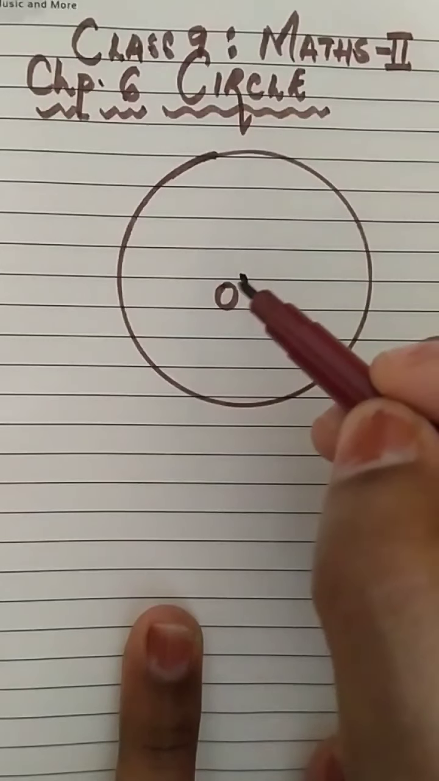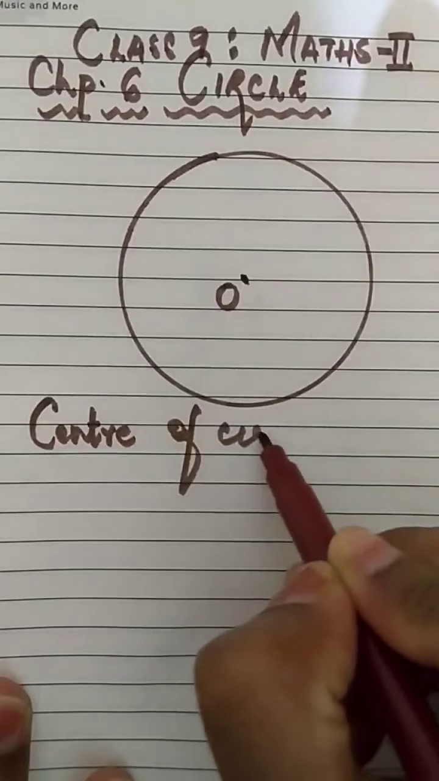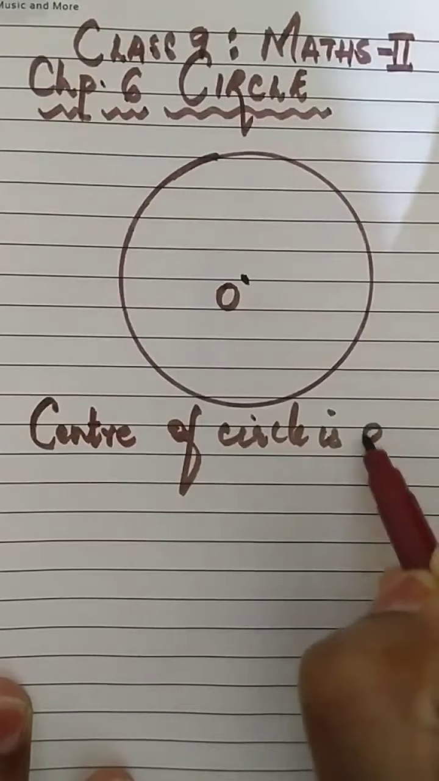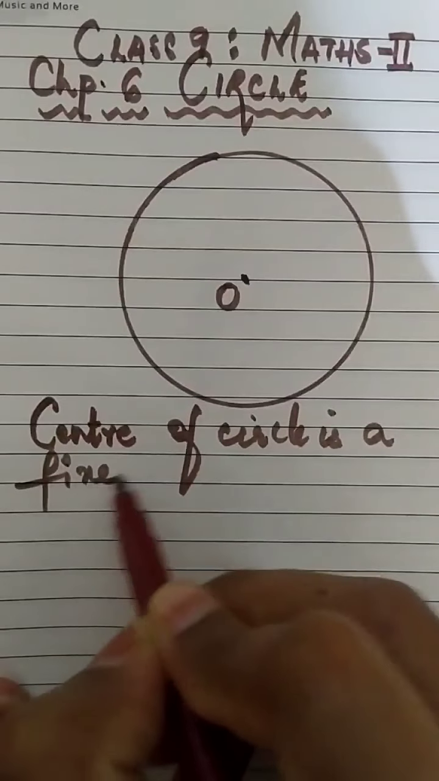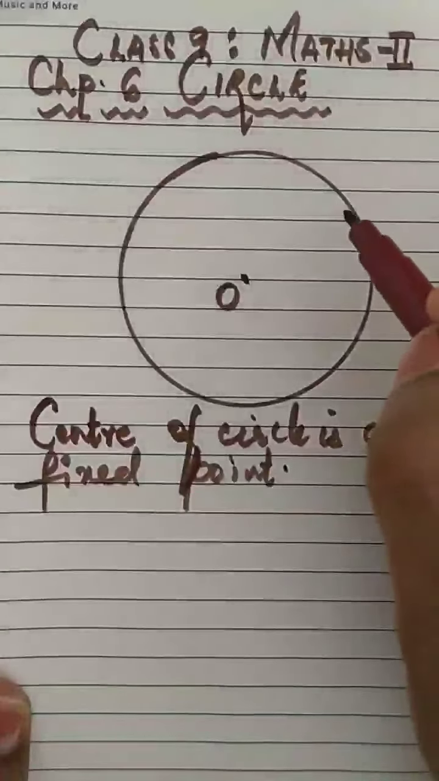Now, what is this center of the circle? Can I take the center anywhere? For this circle, this center is fixed. So the center of the circle is a fixed point. This point O is a fixed point, and that fixed point is called the center of the circle. I'll write the keyword: center of circle is a fixed point. This is the first thing we have to make a note of.